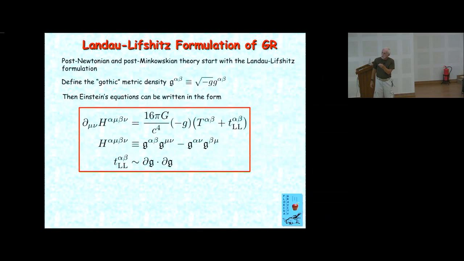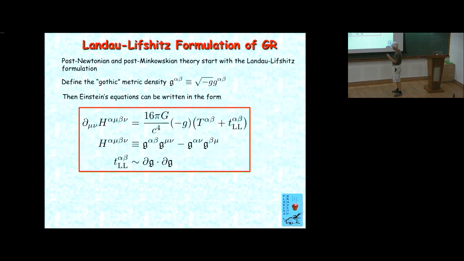Then, using this Gothic metric, we define this complicated object, H. It has all the same symmetries as the Riemann tensor, but it's not the Riemann tensor or anything close to it. It's the product of these two metrics, alpha beta mu nu minus alpha nu beta mu. Notice that this is anti-symmetric on the first two indices: if I switch alpha and mu, I get the negative of what I had. And it's anti-symmetric on the second pair of indices, beta and nu: if I switch beta and nu, again I get the negative of what I had before.